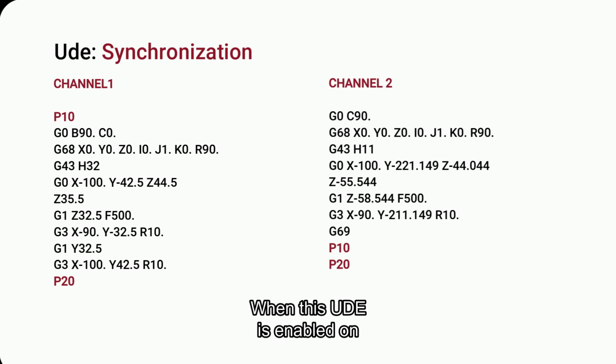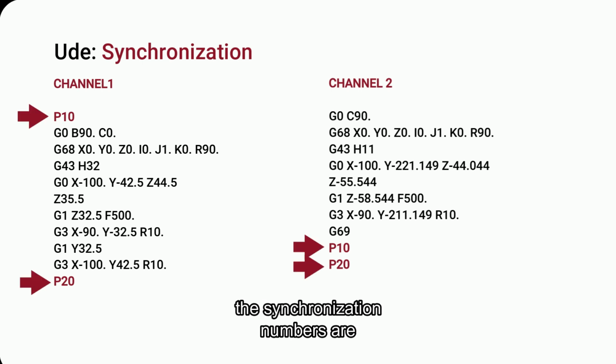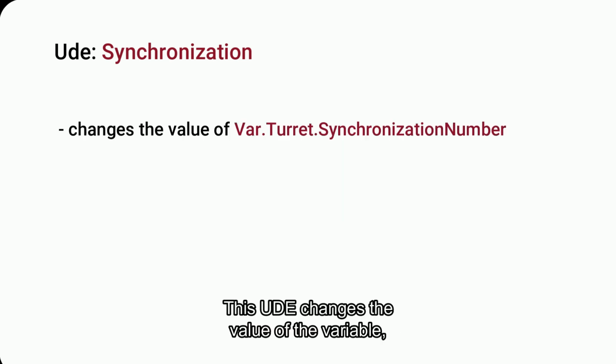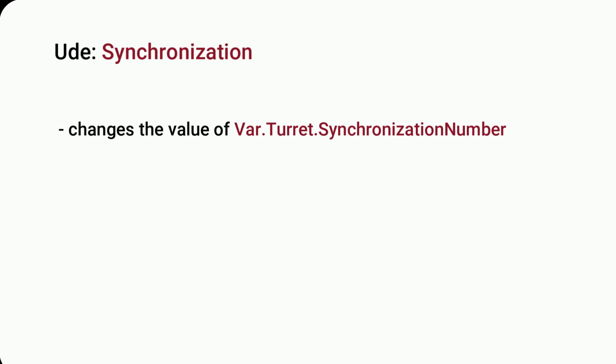When this UDE is enabled on both channels separately, the synchronization numbers are added into both NC programs. And when one synchronization number is reached on one NC program, it waits for the other NC program to come to the same synchronization number. This UDE changes the value of the variable var turret synchronization number.